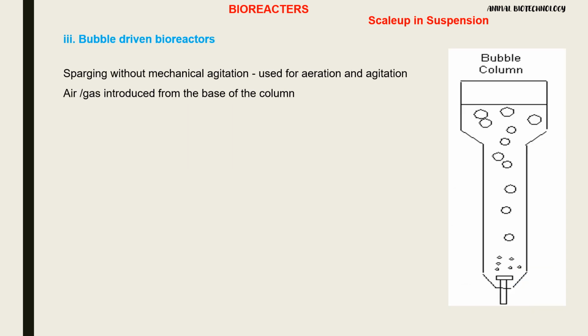Bubble-driven bioreactors. The bubble column bioreactors are generally cylindrical in shape with perforated pipes or plates as sparges. Air or gas is introduced from the base of the bioreactor. A disadvantage of this bioreactor is that proper mixing of nutrient media does not occur.